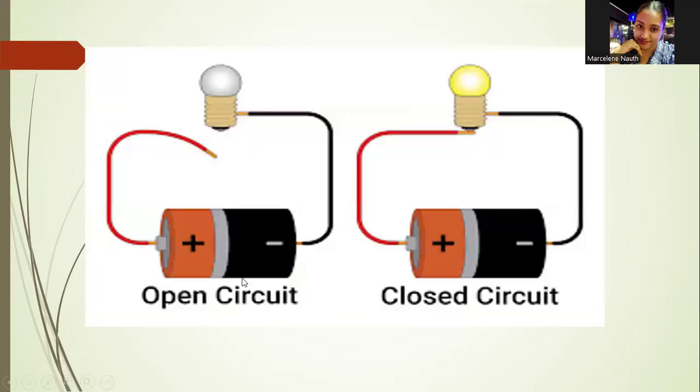Now let's look at this diagram here. I'll be able to tell you what it means when the circuit is open and when the circuit is closed. So when the circuit is closed, you can see that the wires are connecting. And what is going to happen to the bulb?